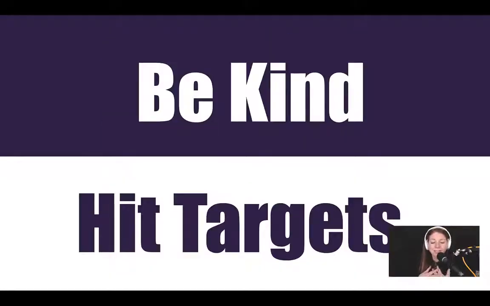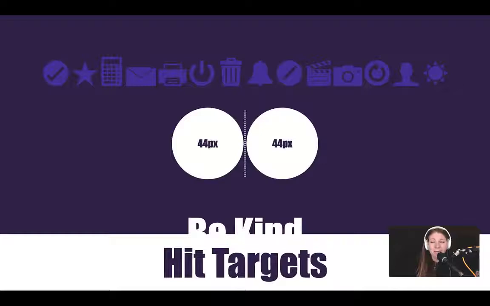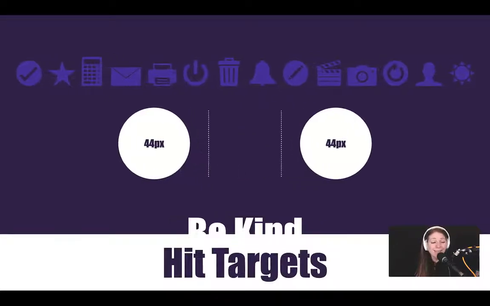I just want to bring awareness at this moment to be kind with your hit targets, to be conscious of the size. Apple's suggested minimum hit target is 44 by 44 pixels. Android's is 48 by 48 dp. dp is the resolution when you only factor in the physical size of the screen. So be kind with your hit targets and also mind the gap, right?